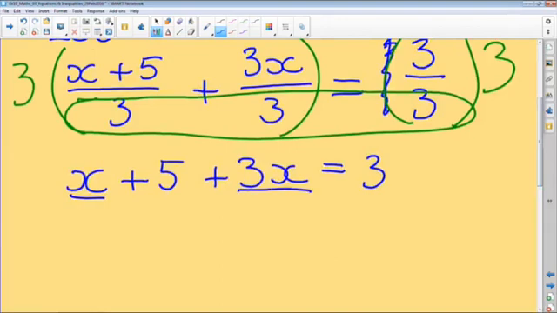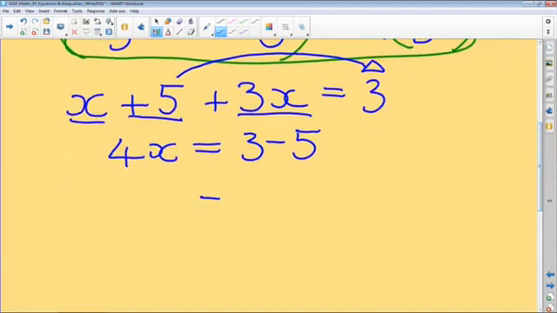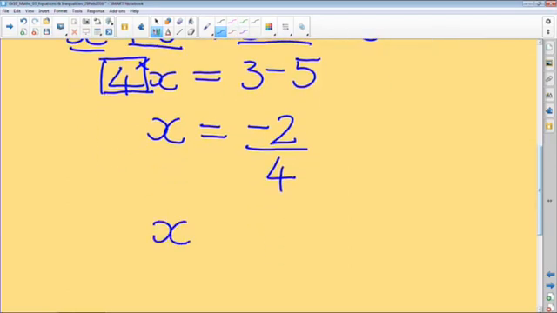Okay, now let's add our like terms. x plus 3x is 4x, and I'm going to save time by taking the 5 over immediately. The 5 is adding on this side, so it means it's going to minus on that side. So it's 3 minus 5, which means it equals -2. Now, I have got the girl, but I need to get rid of her inhibitions, so I'm going to get rid of that 4. The 4 is multiplying the x, which means when I take it to the other side, I'm dividing by 4, giving me an answer of x equals -1/2.